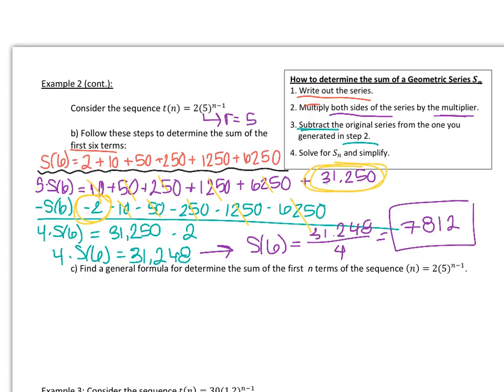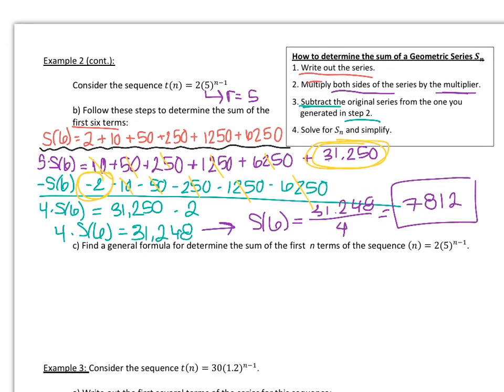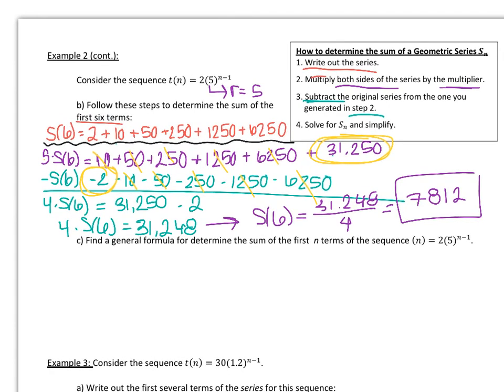I don't want you to feel panicked, because this whole thing we just did is a lot to take in. If you're feeling a little lost, don't worry about it. We're going to go through this process again a couple more times. The next thing we're going to do in part C is find a general equation, meaning instead of saying add up the sum of the first 6 terms, how would you use a formula to add up the sum of the first n terms? So if I could just plug in the number n and get my solution.